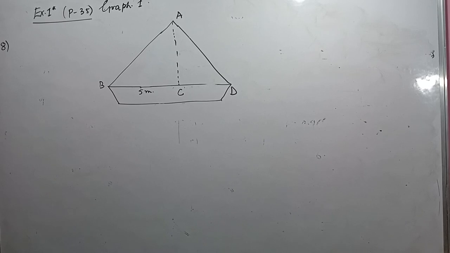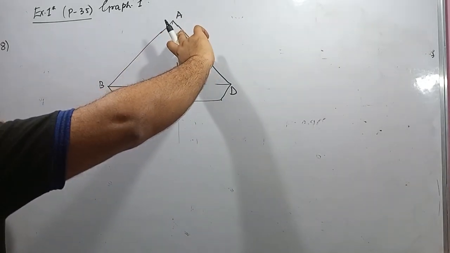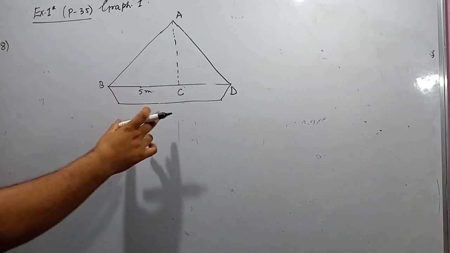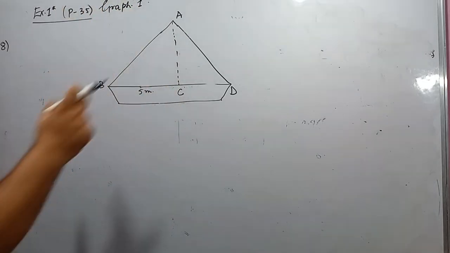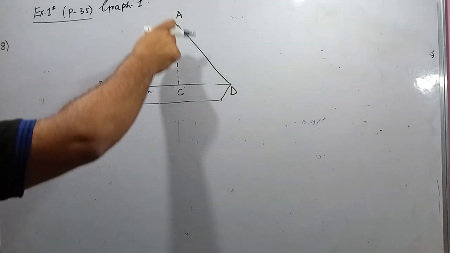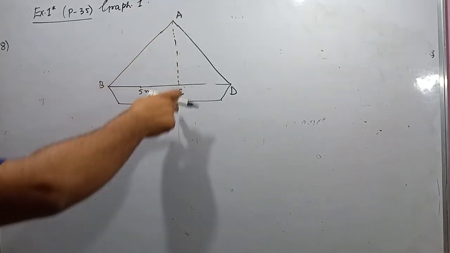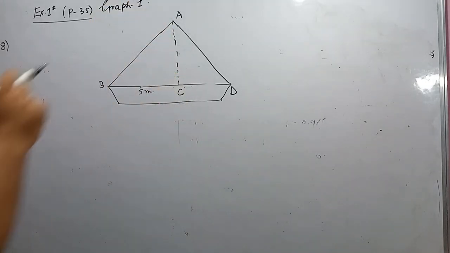Now the next question, it is question number 8. You can see question number 8. A crane is lifting a boat suspended by wire ropes AB and AD. So this is the boat actually. This AB and AD, these are the wire ropes, and the crane is lifting this boat. The point C is vertically below A. That means the point C is below A, vertically. It makes the perpendicular, the right angle here. And BC measures 5 meter.